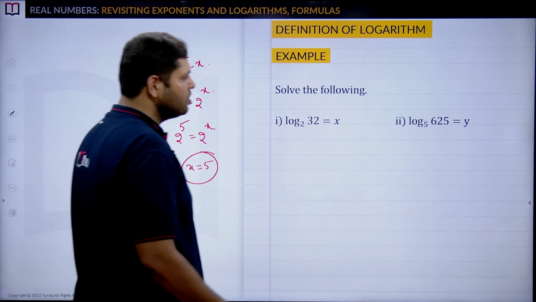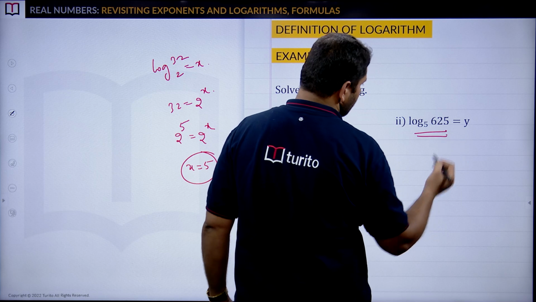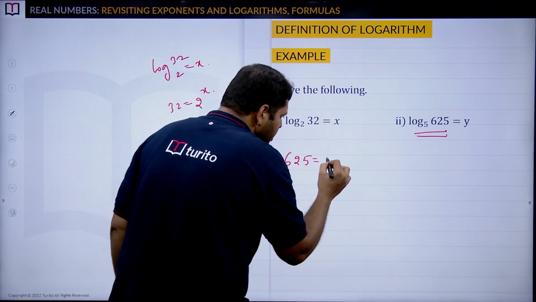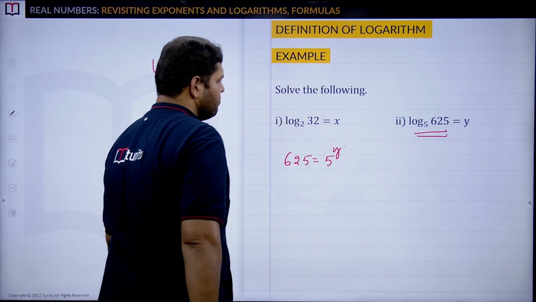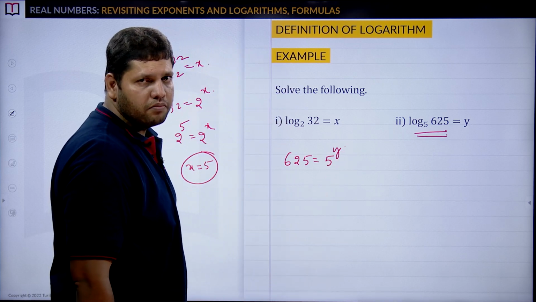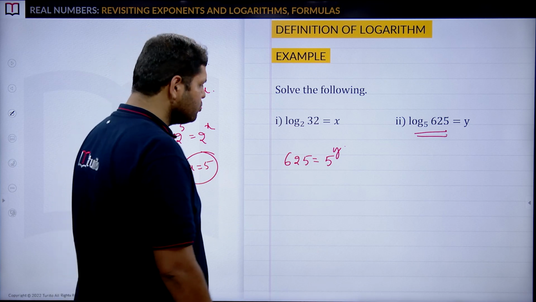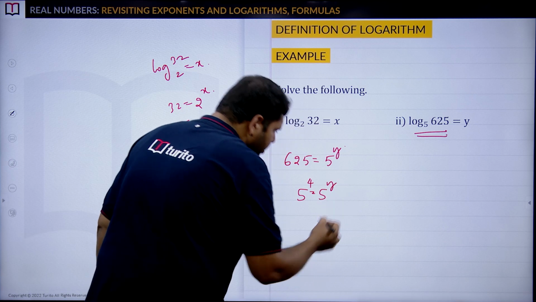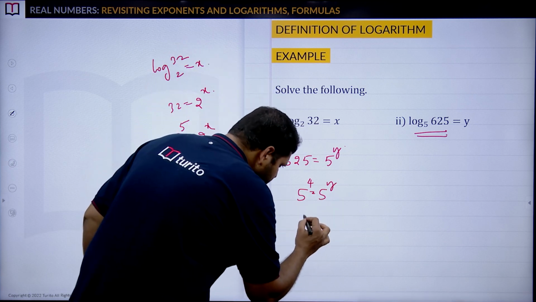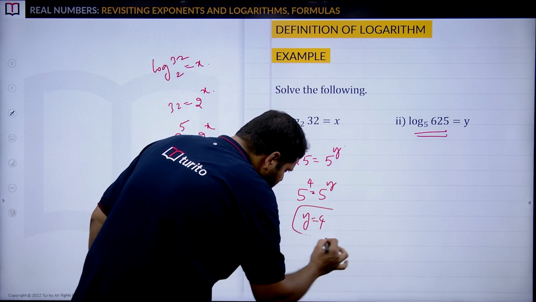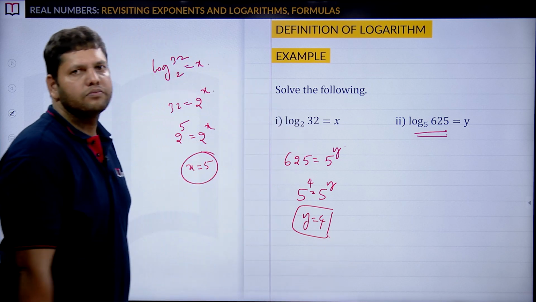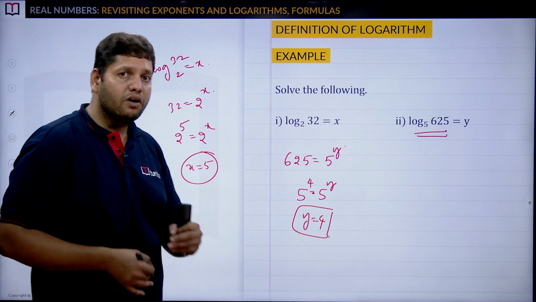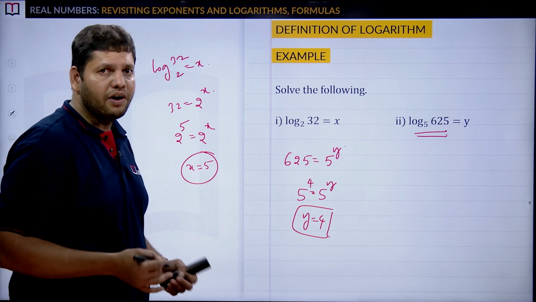The same way. Tell me children, the answer for this. 625 is equal to 5 to the power of y. I am writing the exponential form first. We can write 625 as 5 to the power of 4, which is equal to 5 to the power of y. Children, bases are the same, so exponents are also the same. So y is equal to 4 is the answer. Okay? Clear, children, how we are solving? First we are converting into exponential form. Then we are solving for the value.